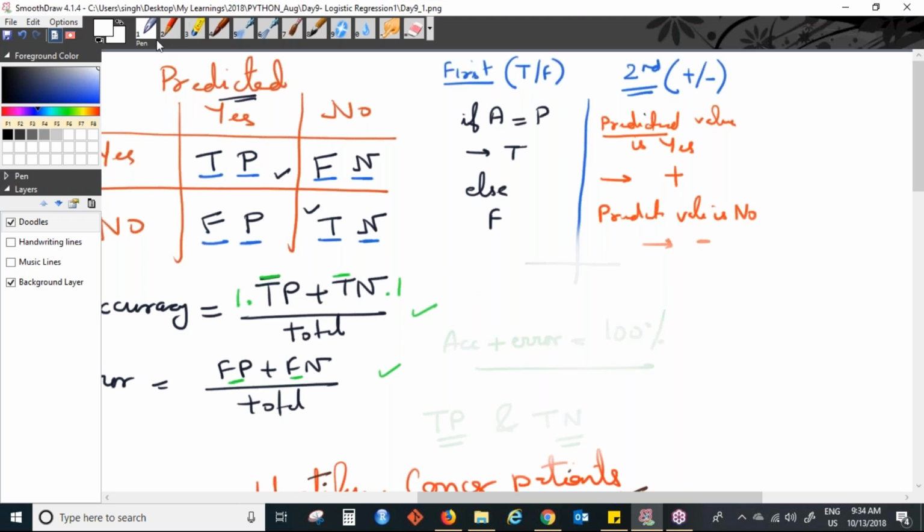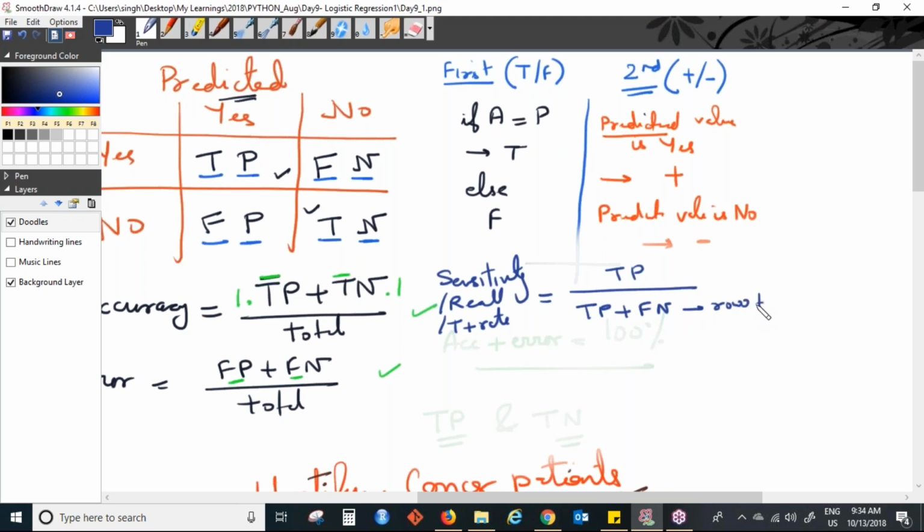So sensitivity, or recall, or true positive rate, is equal to true positive divided by true positive plus false negative. If you see, this is just the row total: TP plus FN, these two quantities.